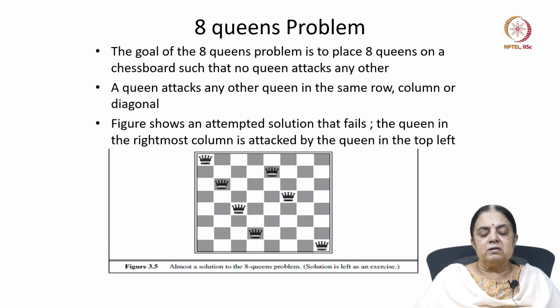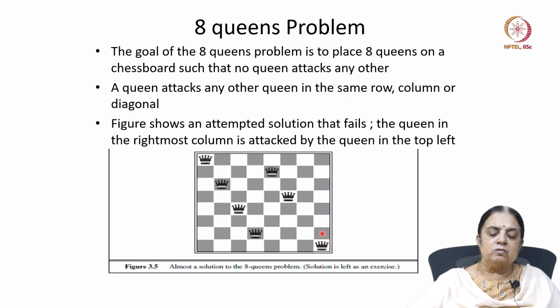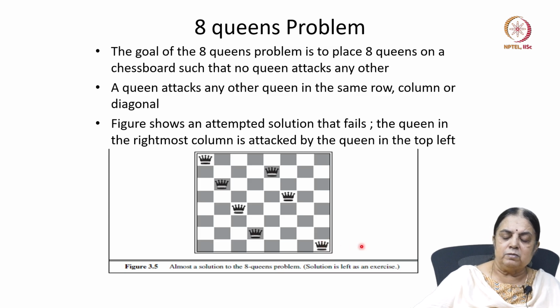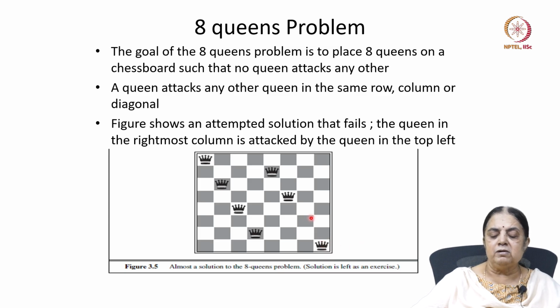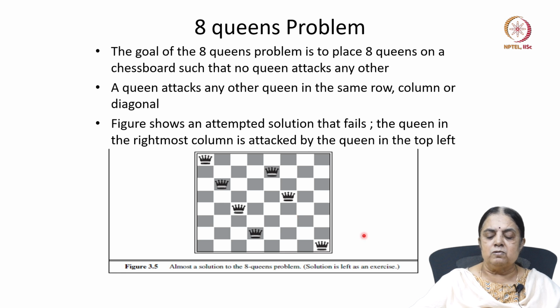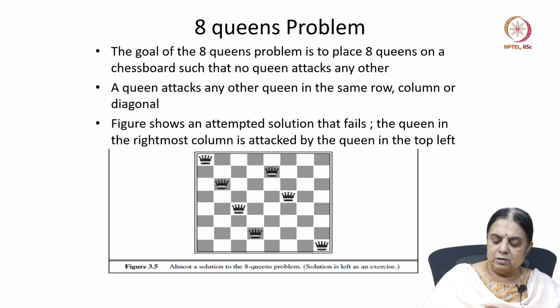Here you can see that whatever has been put here is not a proper solution because this queen is being attacked by this queen, right? As soon as you start putting the queens from the left, by the time you put this queen here, this queen is attacked by this queen. So this is not a proper solution, but almost till here it's fine, right? So one or two more things are necessary to be done over here. So how do we do this? By using the problem solving methods.